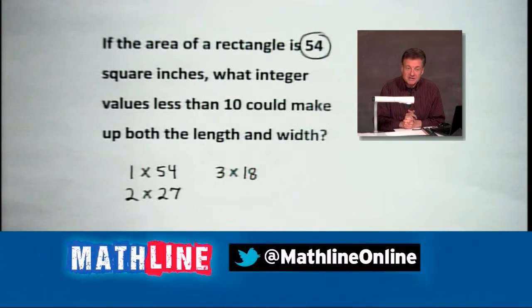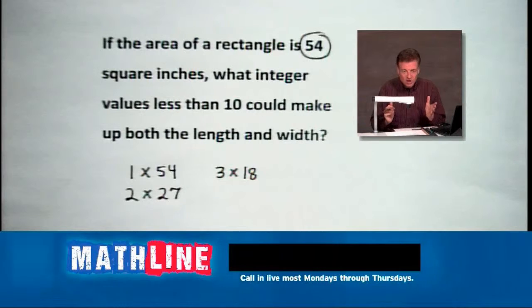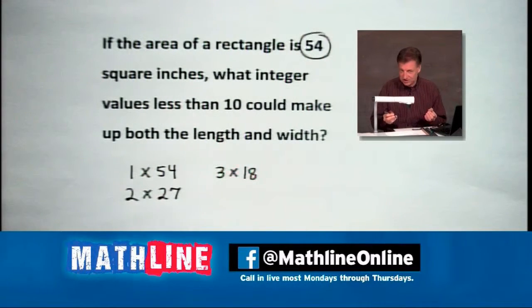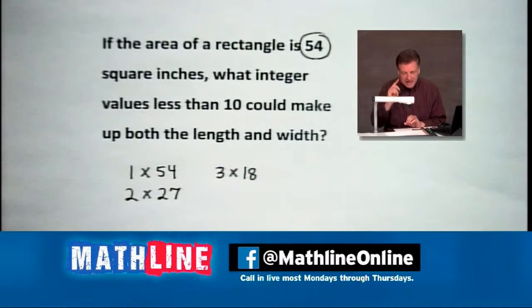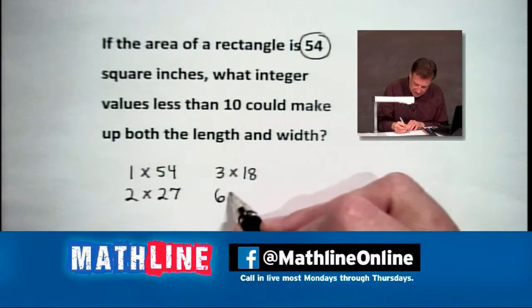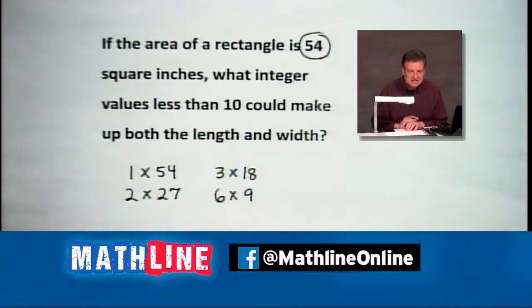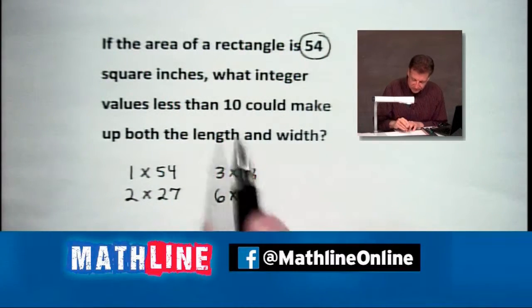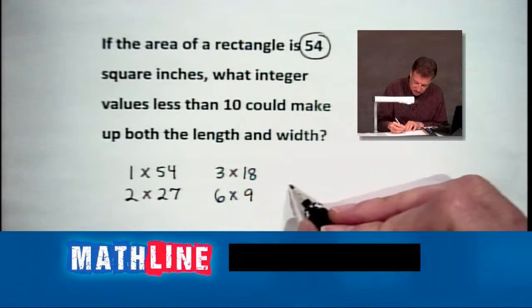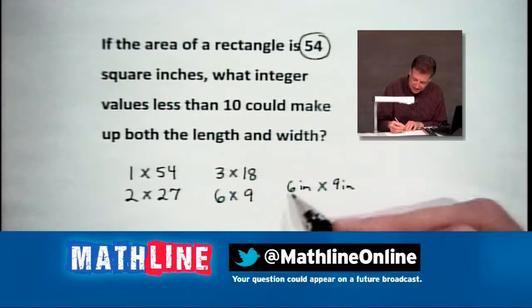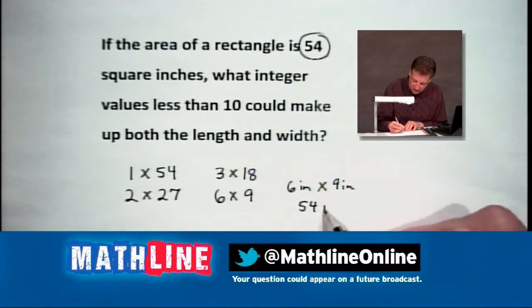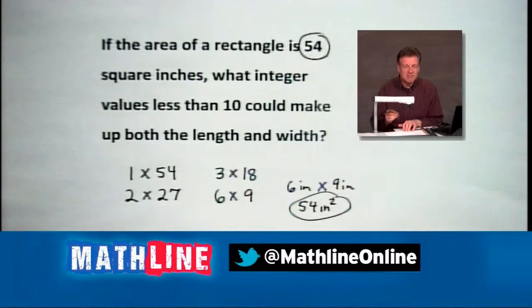All right, you know I'm coming down to the next one. 4 doesn't work. 5 sure doesn't go in there evenly because you've got to have a 5 or a 0 on the end. 6 is my next choice, and there is my times table. 6 and 9. 6 times 9. So if I take 6 inches times 9 inches, guess what? I got 54 square inches, which is how we check back through.